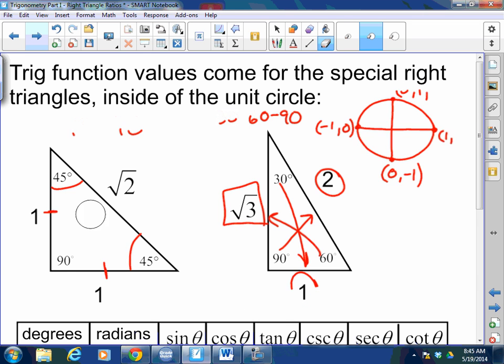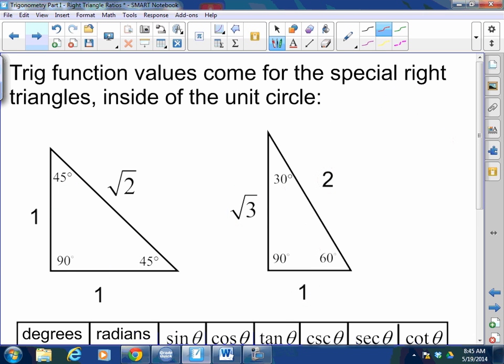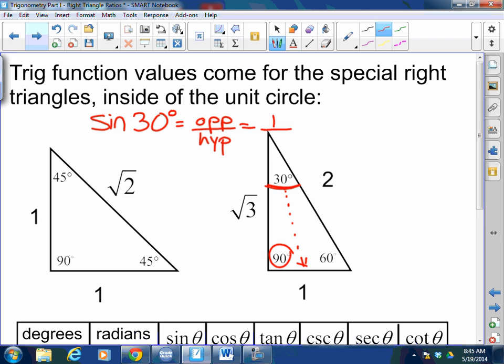Let me show you. If I want to find the sine of 30 degrees, doesn't sine equal opposite over hypotenuse? Check it out, guys. Sine of 30. Who's the opposite of 30 here? 1. Who's the hypotenuse here, guys? Guess what? The sine of 30 is 1/2. Now you tell me that's hard.